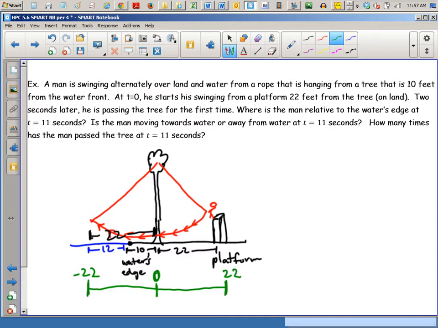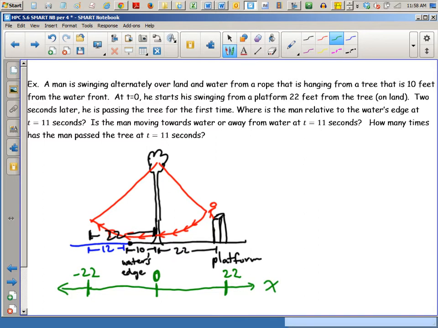For example, you might plug in t equals 10, and out pops negative 12, and that tells me he's right about here. Then I go back to the picture and say, oh, he's slightly above the water. Or maybe you plug in t equals 5, and you get an answer like 19. That means he's really close to the platform at that instant. You see? So we're assuming he's holding on to the rope and just going back and forth, but it's really about that number line. So this is what I'm going to call the x-axis.